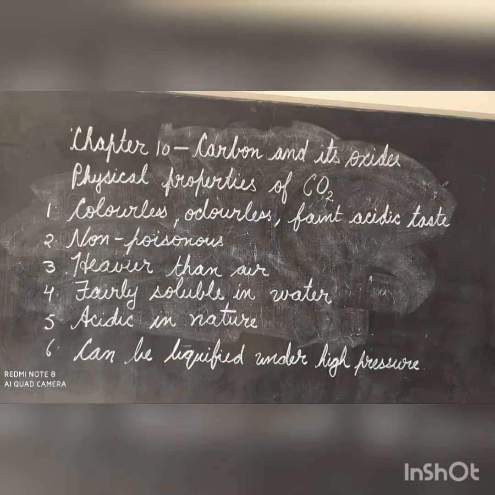Good morning, students. Today we will continue with our chapter number 10, Carbon and its Oxides. Today we are going to study about the properties of carbon dioxide. First, the physical properties of carbon dioxide. Carbon dioxide is a colorless, odorless gas.